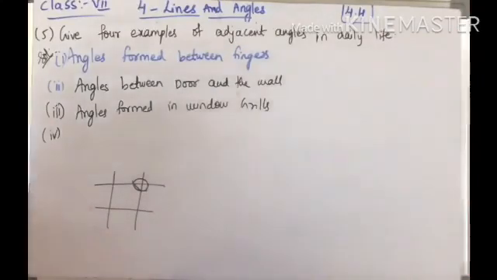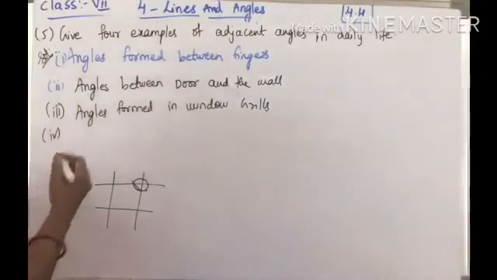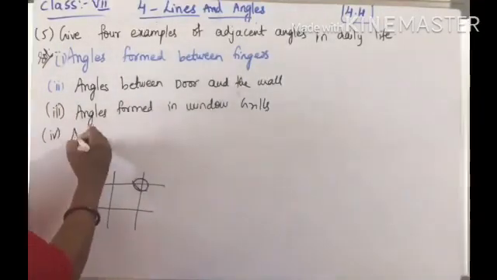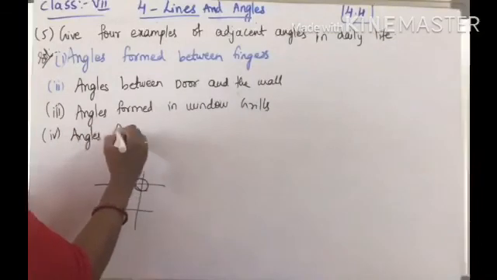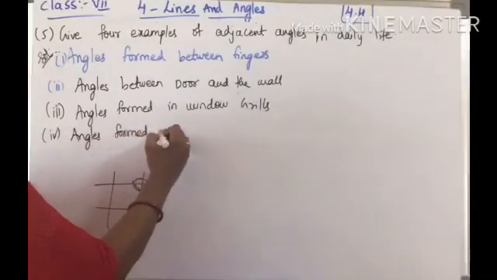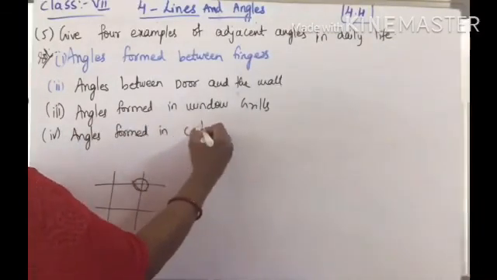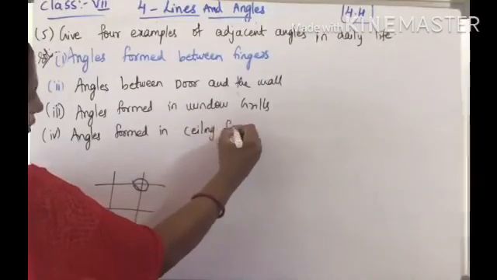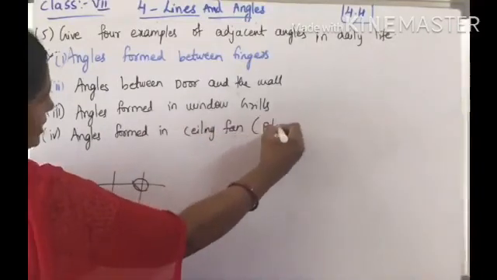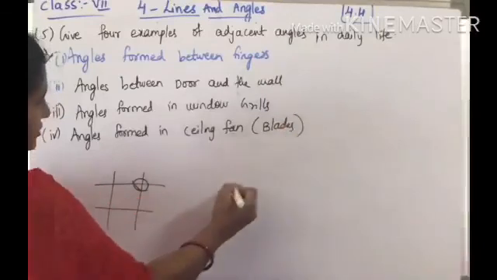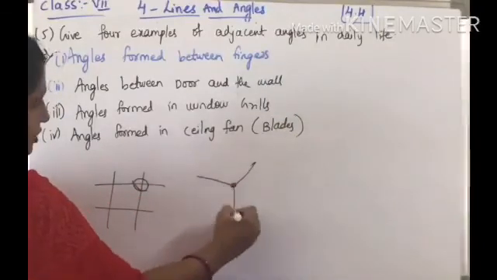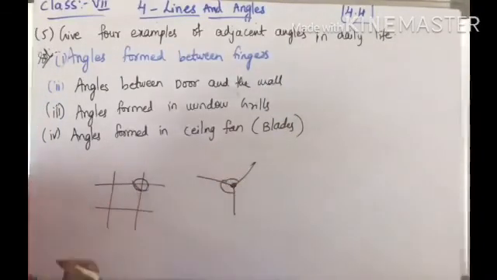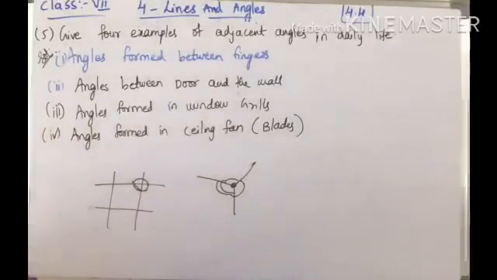Also, adjacent angles in the rangoli you are going to get. Also, angles formed in a ceiling fan, means from the blades of a fan. So this is a fan. Suppose these and these are adjacent, these two are adjacent, yes or no? So like this you can give your own examples where adjacent angles are formed.